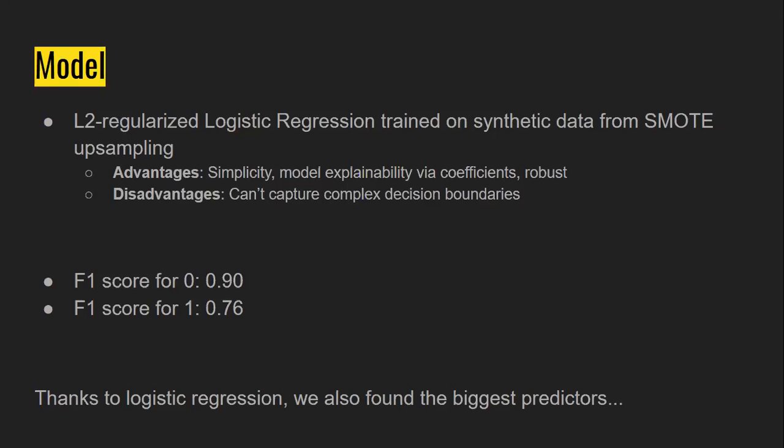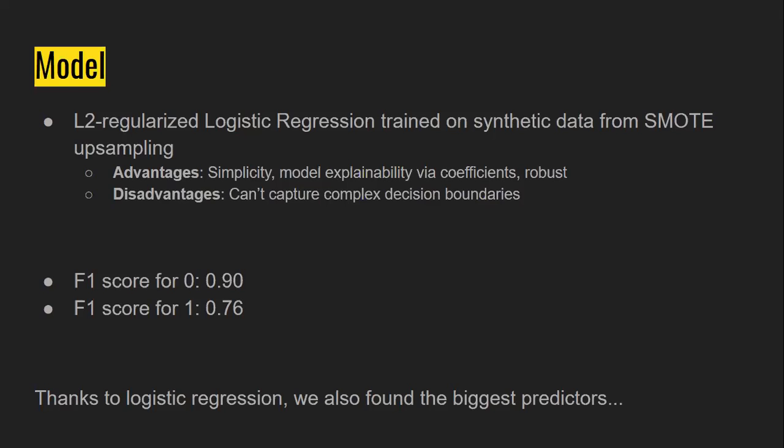Some advantages of that are that logistic regression is inherently simple, and those betas that we get from it make for good model explainability. Some of the disadvantages are that we really can't capture complex decision boundaries like with something like a random forest, for example. So our F1 scores for this were 0.90 and 0.76, and that's pretty good.